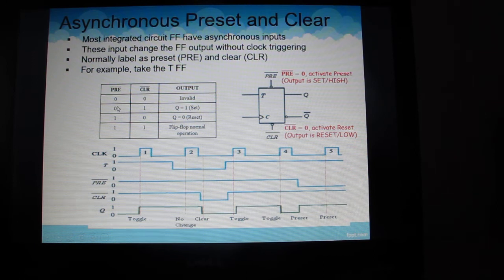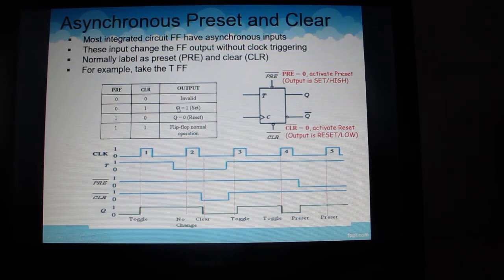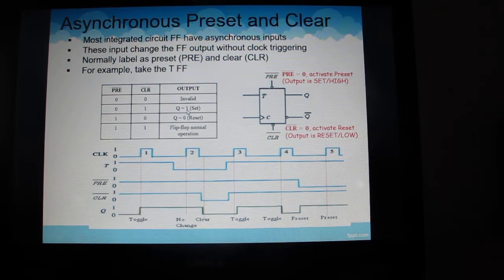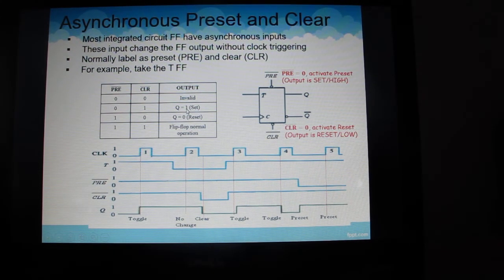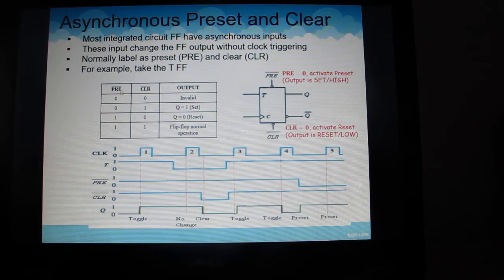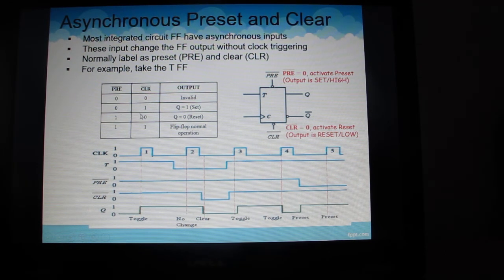If preset is 0 and clear is 1, the operation is set, which means Q is 1. If preset is 1 and clear is 0, the operation is reset. And if preset is 1 and clear is 1, that is the flip-flop normal operation.